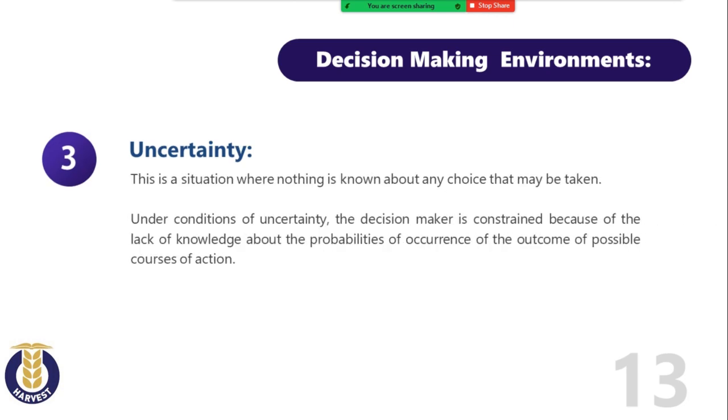Then we have the environment of uncertainty, which is a situation where nothing is known about any choice that may be taken. You have various courses of action, but nothing is known about this.